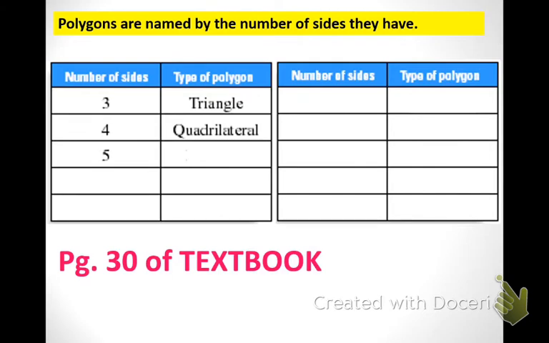Quadrilateral, 5 sides. We have a government building named after this. Pentagon. 6 sides. Hexagon. Yeah. 7. Close. Close. It's with an H. It's heptagon. Heptagon.